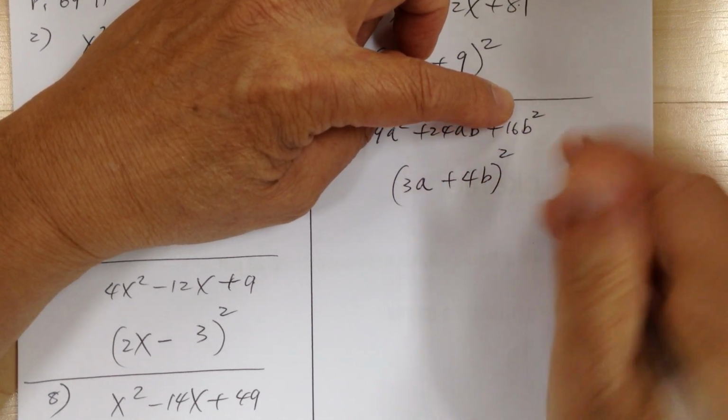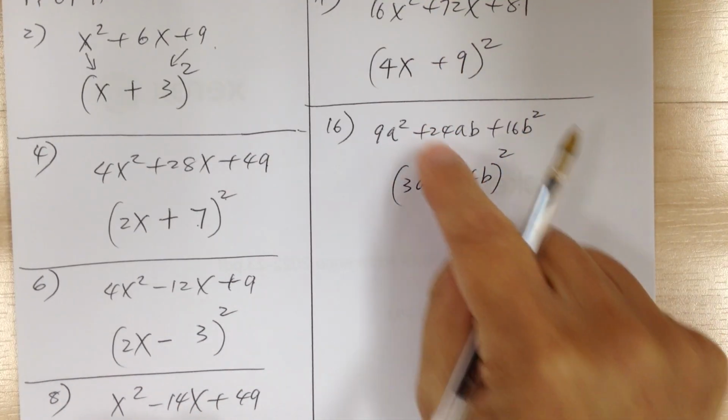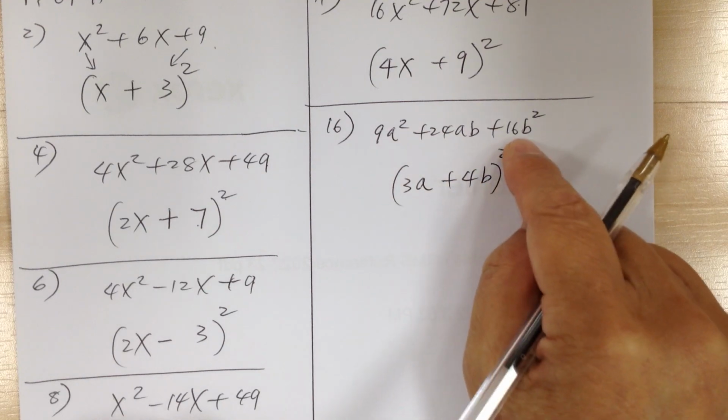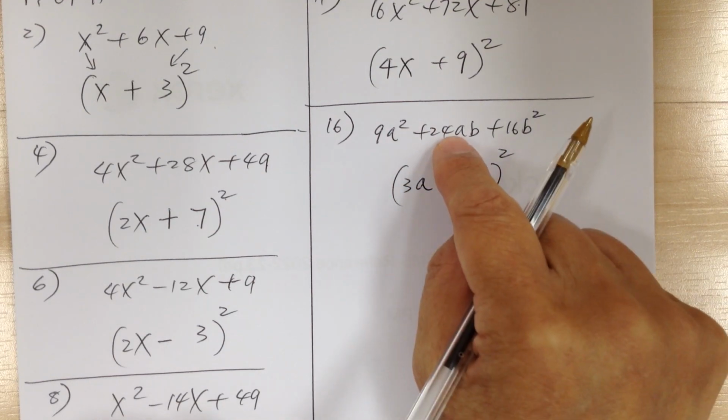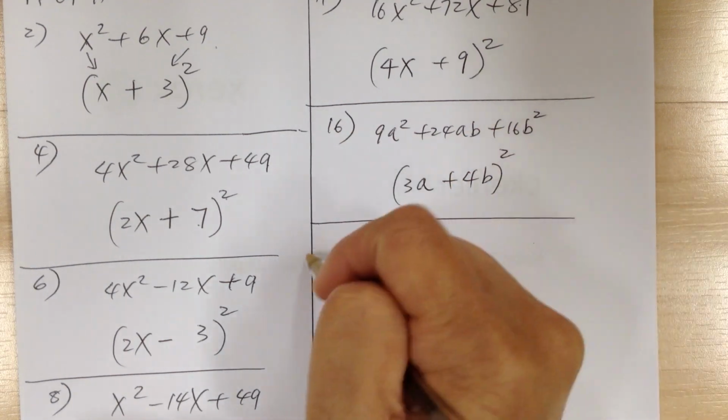And need to have a b. B squared gives you b squared. Okay, so now you have to check see if they match the middle. So sign matches. Number 2 times 3 is 6. 6 times 4 is 24. So it matches. Alphabet, you got a and a b. So it matches. Okay.